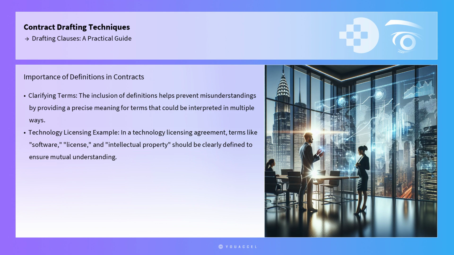Another important consideration is the inclusion of definitions to clarify key terms used in the contract. Definitions help prevent misunderstandings by providing a precise meaning for terms that could be interpreted in multiple ways. For example, in a technology licensing agreement, terms like software, license, and intellectual property should be clearly defined to ensure both parties have a mutual understanding of their obligations and rights.